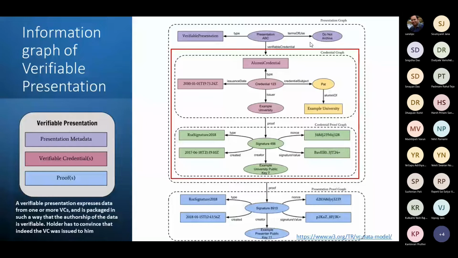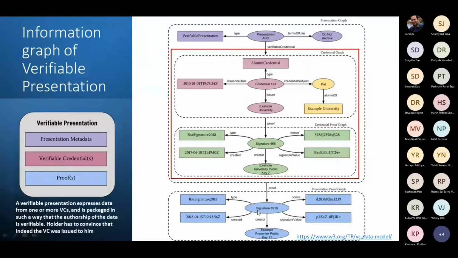What is important here is the bottom part, which is the presentation proof graph. What it says is that when PAT is presenting it to an employer, PAT also has to prove that this particular VC was indeed issued to him. So then PAT will have to digitally sign it, and it should be able to be retrieved or decrypted by PAT's public key. So that is what this bottom part is showing.